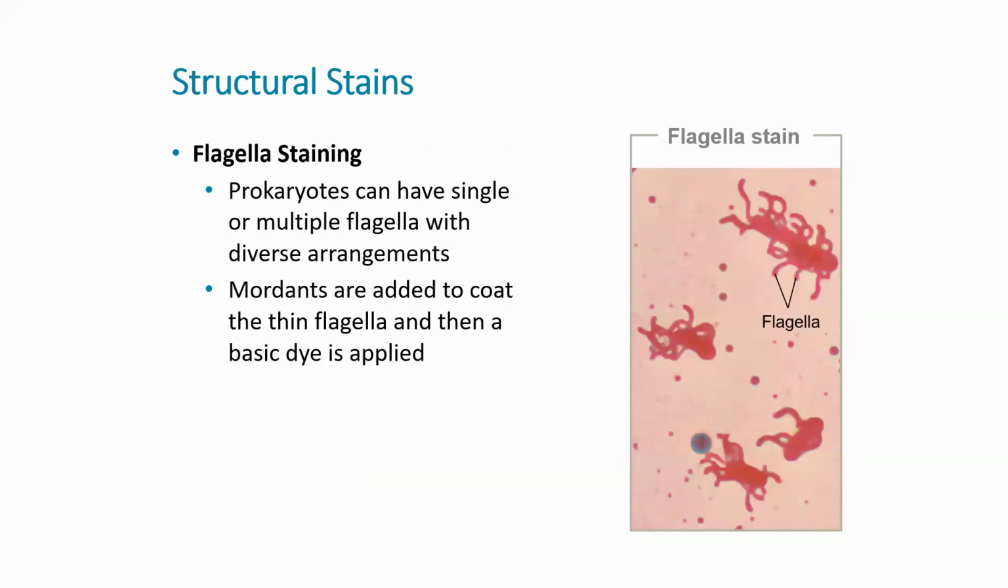Now, our structural stains are used to try to identify specific structures. A common one is the flagellar stain. I've never done this, but my understanding is that it's a quite involved process where you have to repeatedly coat the cells, which includes the flagella, with the mordant, and then add your dye, a basic dye, which will stick to that mordant.